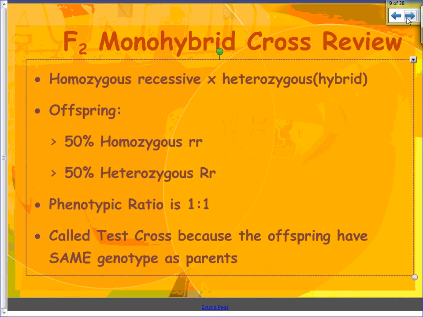If we review it, this is sort of the basics to it, the review part, crossing the recessive with the heterozygous or the hybrid. And what we get is, when we do that and when it is a heterozygous, we get 50% homozygous recessive and 50% heterozygous. So in other words, the phenotypic ratio is 1 to 1. We call this a test cross because the offspring have the same genotypes as the parents do.